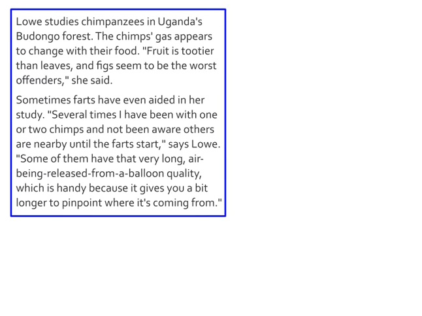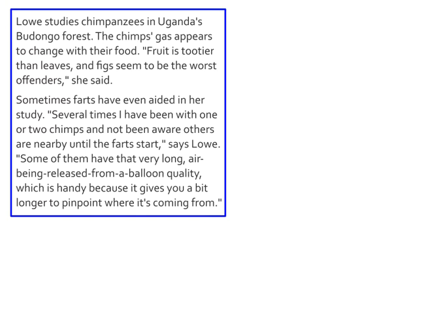Let's look now at a couple of paragraphs from the article that we read over the last 2 days. Lau studies chimpanzees in Uganda's Budongo forest. The chimp's gas appears to change with their food. Fruit is tootier than leaves, and figs seem to be the worst offenders, she said. Sometimes farts have even aided in her study. Several times I have been with 1 or 2 chimps and not been aware others are nearby until the farts start, says Lau. Some of them have that very long air being released from a balloon quality, which is handy because it gives you a bit longer to pinpoint where it's coming from.